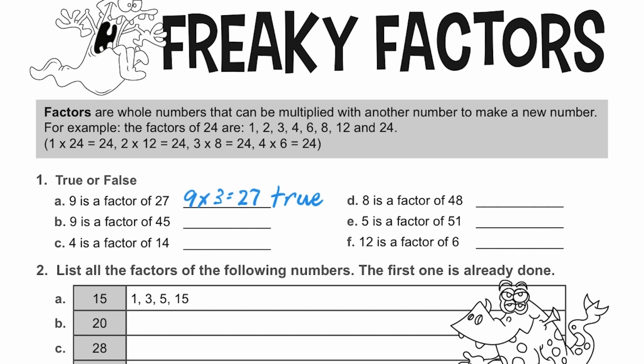Is 9 a factor of 45? 9 times 5 equals 45. So the answer is true. Is 4 a factor of 14? 4 multiplied by nothing equals 14. So false. 4 is not a factor of 14.